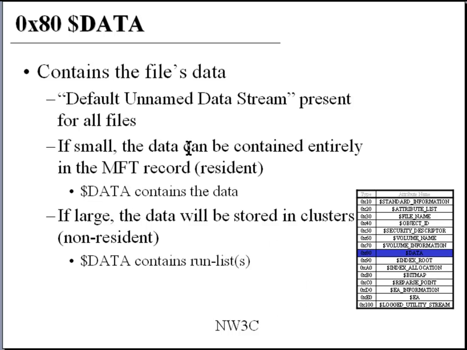And so any of a file's normal contents will be in this default unnamed data stream. And as I indicated before, if the data is small enough, the data can be contained entirely within the MFT record. That is, the information is resident. However, if large, the data will be stored in the clusters. That is, it will be stored non-resident elsewhere in the file system. And what we'll see is that the clusters that comprise these files will be contained in something called run lists. And a run list is a list of clusters that are associated with the data file, wherever that file is residing on the hard drive.